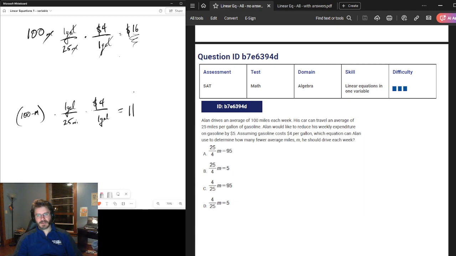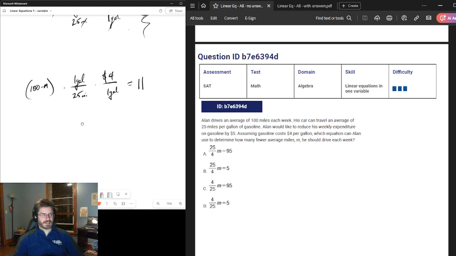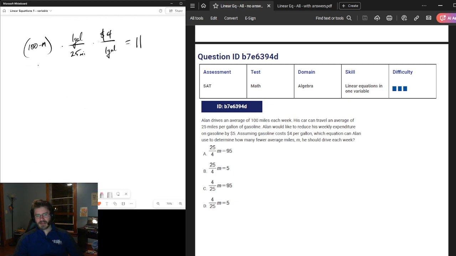I don't know if you can do it without solving for that original 16. Maybe you can. If you have any thoughts on that, leave a comment in the description below and we'll for sure see it. I'm sure there's a better way to do this. I'm absolutely certain of it. So let's go ahead and distribute through what we've got here and see what we come up with.